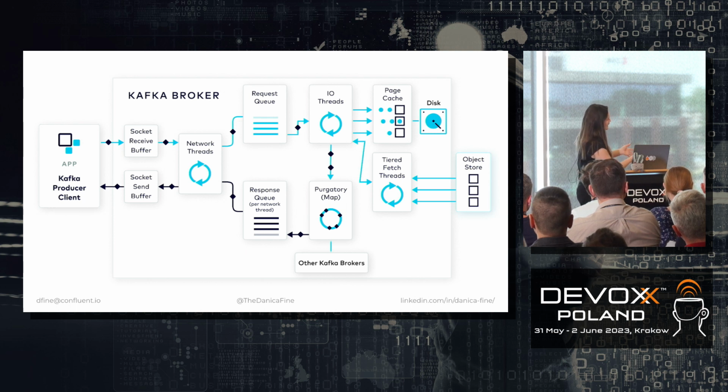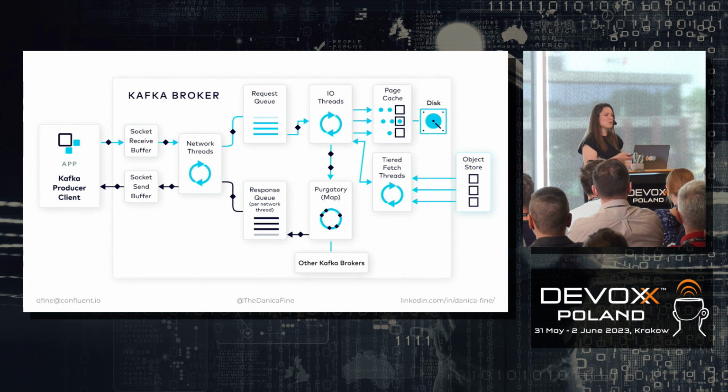So once this data has been written to page cache, optionally over to tiered storage, the IO threads are done. They're going to move on. They have more expensive things to do, writing the next set of data from the other request. And so we don't want to tie them up. And they're just going to drop off the request. There's more that needs to happen here, right?